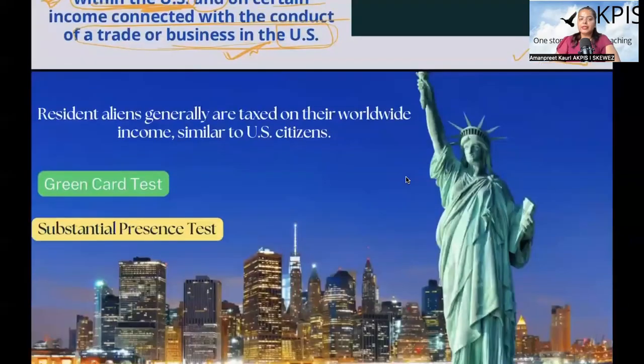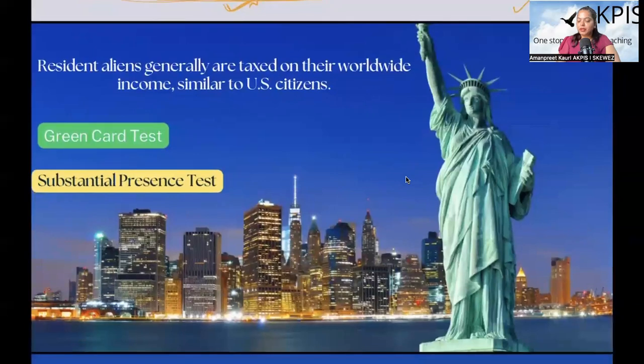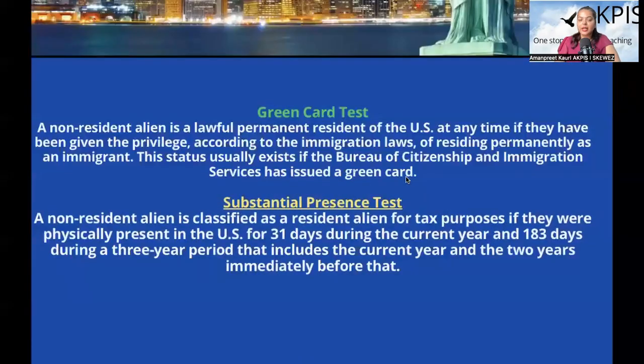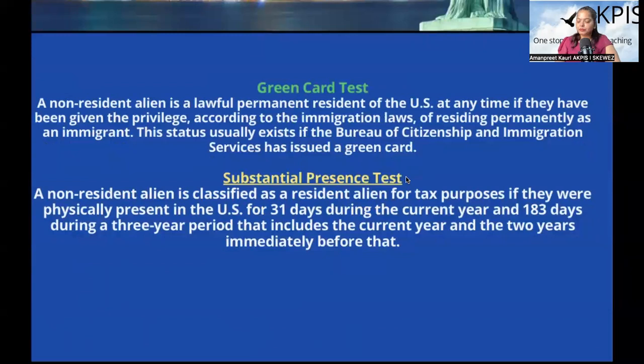However, as we earlier discussed, resident aliens are generally taxed on their entire worldwide income, just similar to US citizens. In the very beginning, we discussed this. Even though they are not US citizens, the provisions are similar, just like for United States citizens. Why? Because they are satisfying the green card test or the substantial presence test. Now let's discuss both of these tests one by one.